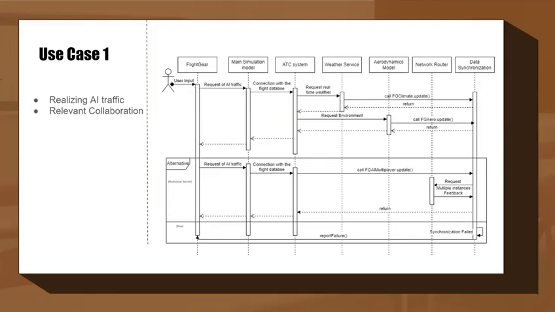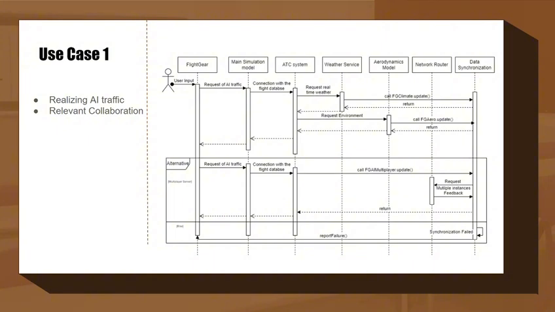With the use cases, let's look at use case 1. It focuses on expressing the existence of relevant collaboration between the various components involved in real-time environment data processing when realizing AI traffic. FlightGear communicates through the ATC system and then calls the update function to update the data in real time. When the user connects to a multiplayer server, the alternate paths will allow running collaborative interactions.